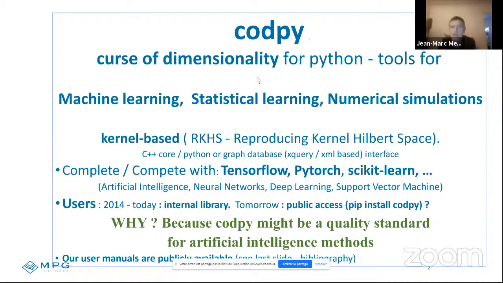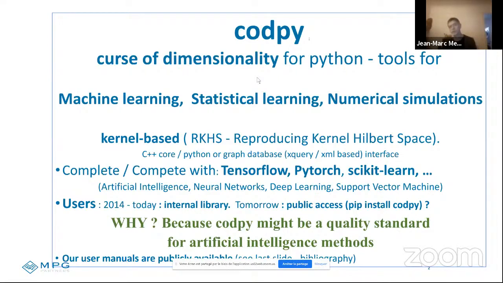And this small library is kernel-based. It means that it's an implementation of everything Daniel just talked about before me. From a technical point of view, its implementation is in C++. And we have two kinds of interface today with this library. Part of its functionalities is interfaced with Python. And we have also another kind of interface, the graph database that we built internally. This library is quite interesting for our internal needs. It means that it's somehow complete, but it's also a competitor of more traditional and more popular artificial intelligence platforms like TensorFlow, Theano, PyTorch, scikit-learn.